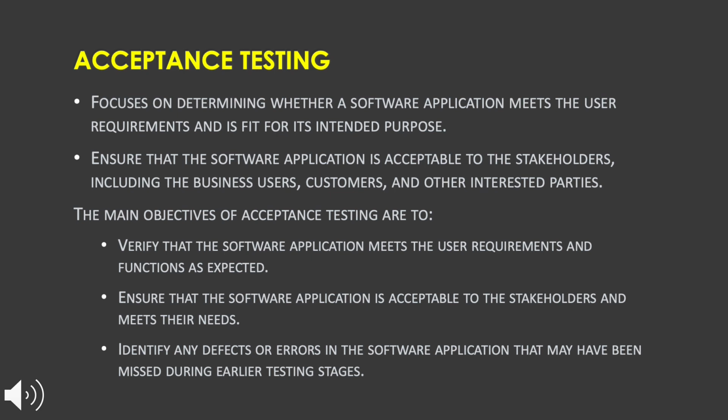Acceptance testing can take different forms, depending on the type of software application being developed and the requirements of the stakeholders. It may involve user acceptance testing, UAT, where the business users test the software application, or it may be performed by independent testers or a dedicated testing team. Overall, acceptance testing is an important part of software development, as it helps to ensure that the software application meets the needs of its stakeholders and is fit for its intended purpose. It is a critical step in delivering high-quality software that meets the requirements of its users.